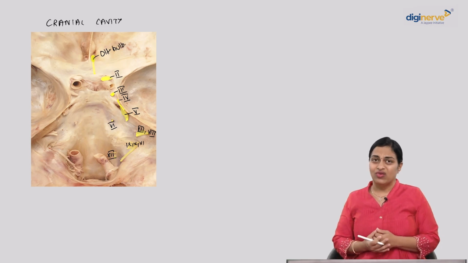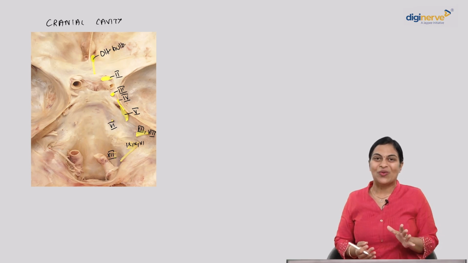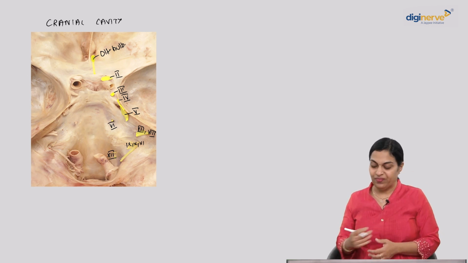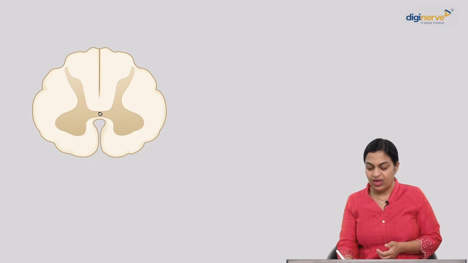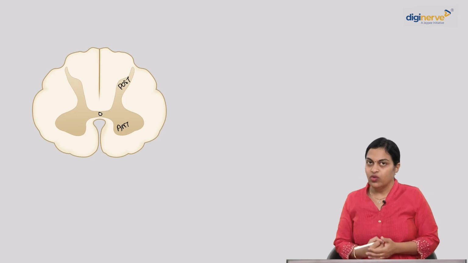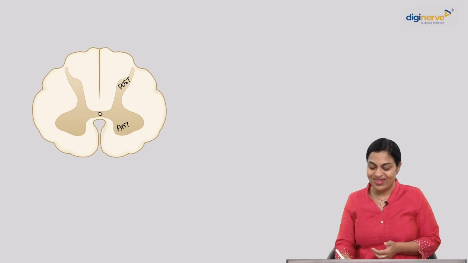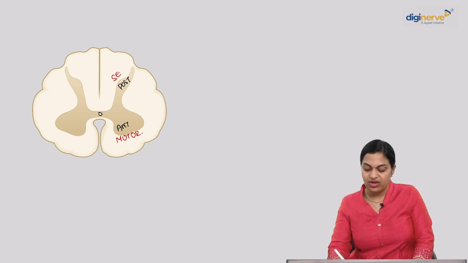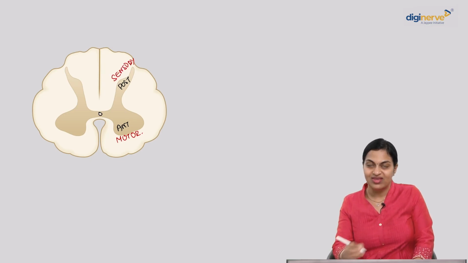Is that fine? So definitely you should be able to identify the cranial nerves in the cranial cavity. Okay. So this is a picture of the spinal cord cross section. You can make out the anterior gray horn and posterior gray horn. Which one is motor, which one is sensory? The anterior gray horn is motor and the posterior gray horn is sensory, isn't it?